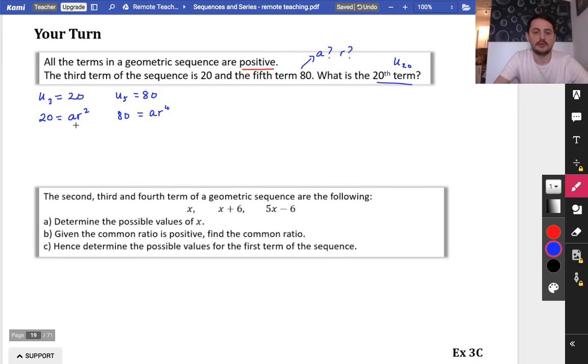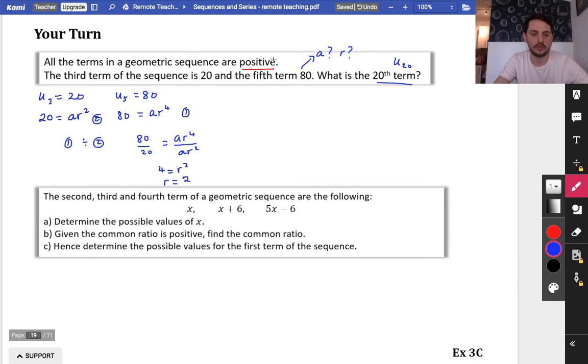Now, do you remember what we did with these two equations? We could do this equation divided by this equation. So I'm going to call this number 1 and this number 2, and I shall do number 2 divided by number 1. So on this side, I'll have my 80 divided by 20 equals ar to the 4 divided by ar squared. Well, the a's cancel, and you get left with r squared. 80 divided by 20 is 4, so r is equal to plus or minus 2.